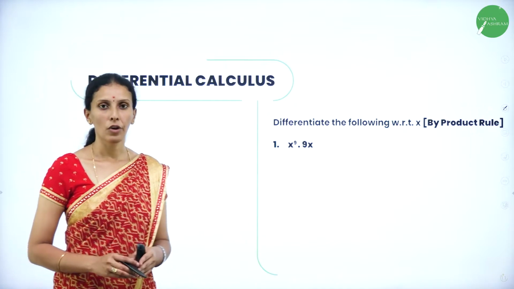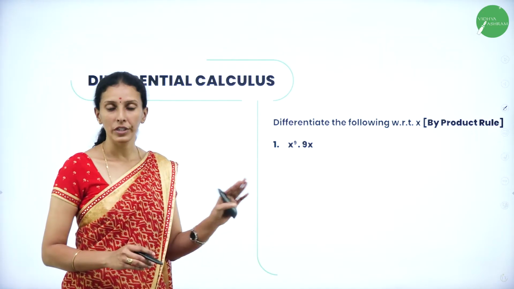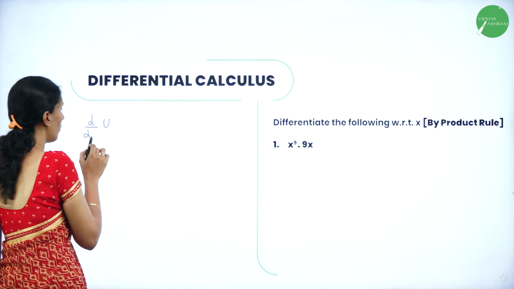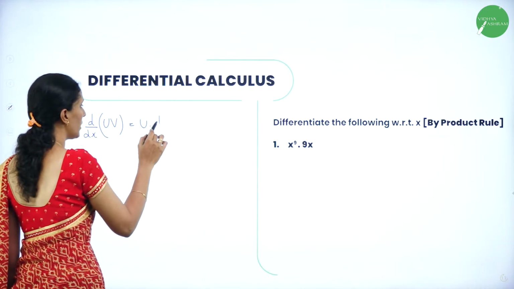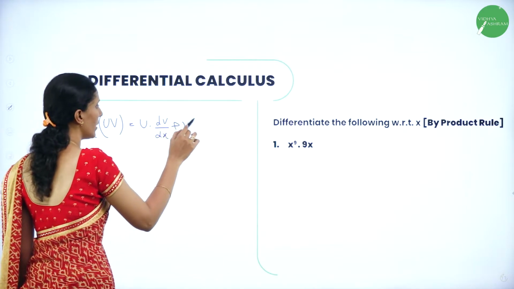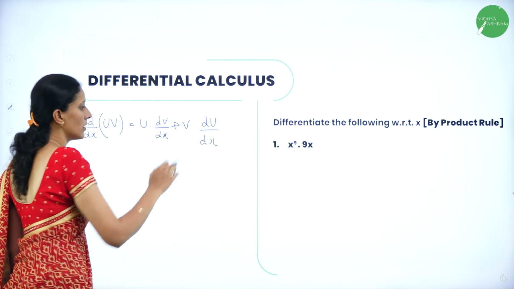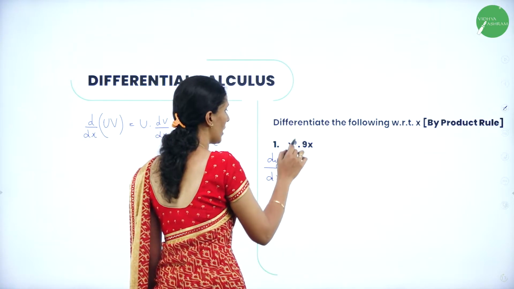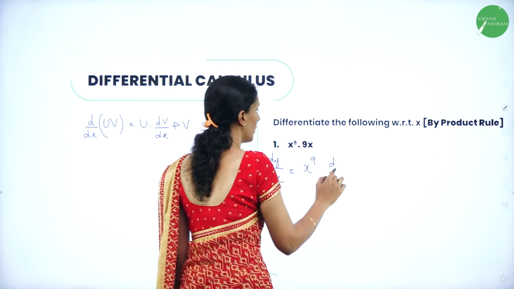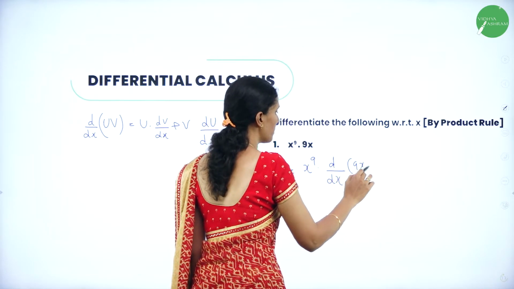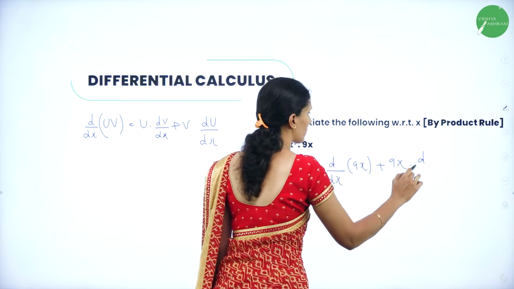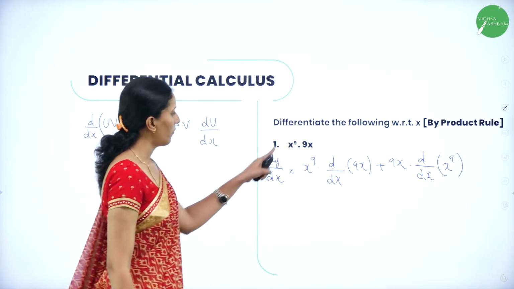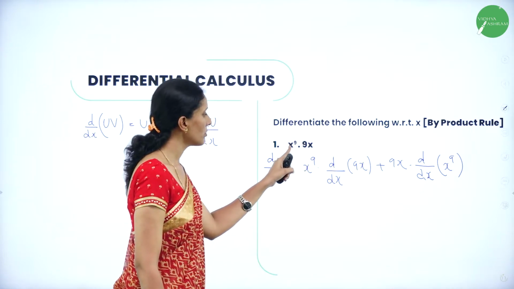Next we have: differentiate the following with respect to x, using the product rule. Here we are going to apply the product rule. What does the product rule say? d by dx of uv can be written as u into dv by dx plus v into du by dx. Now let us write in this form. Here dy by dx can be written as x power 9 into d by dx of 9x plus 9x into d by dx of x power 9. So first function, differentiate the second, plus second function, differentiate the first.